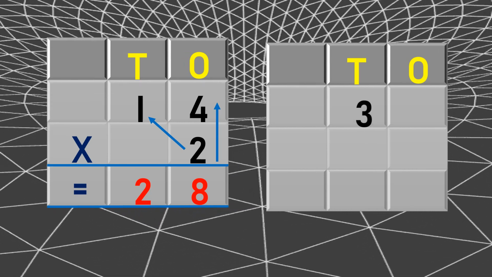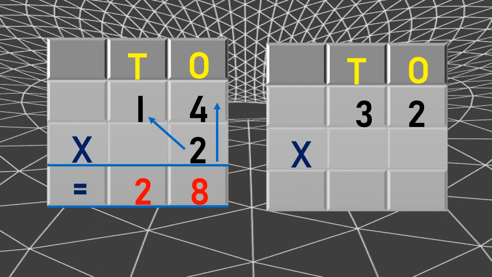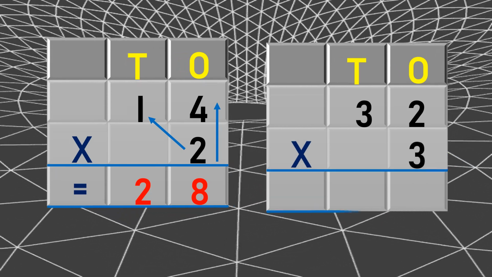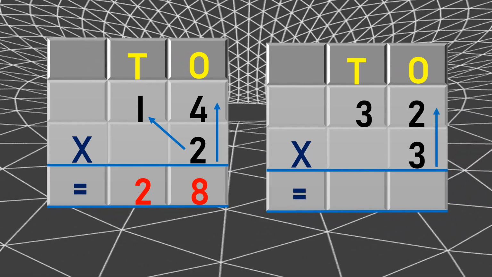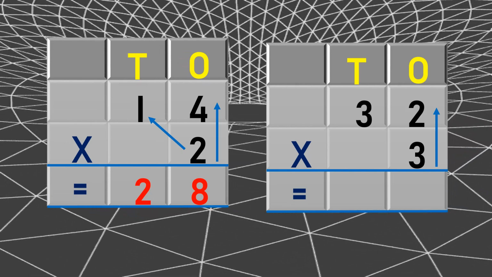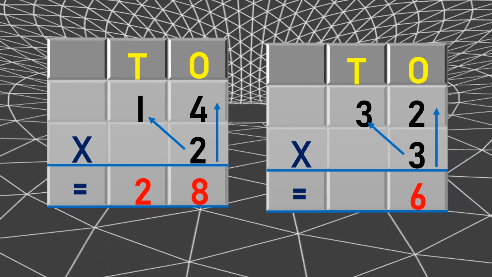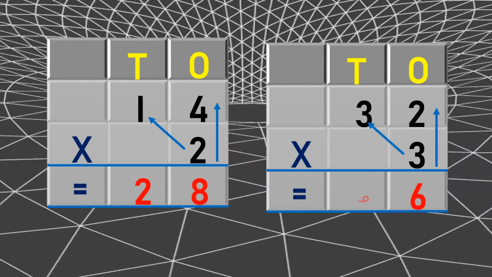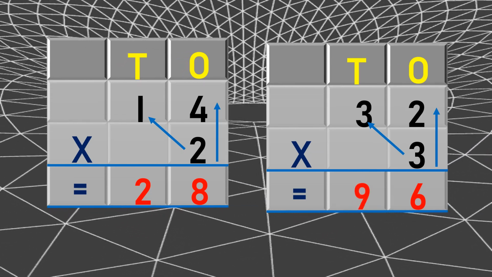Let's see the next one. It is 32 multiplied by 3. So let's see what will be the answer. So we'll be multiplying 3 into 2 first. So 3 twos are 6, and then secondly we are multiplying 3 threes. It's 9. So my answer is 96.